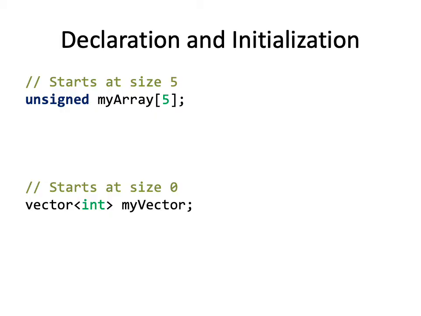How do we declare or initialize, and ultimately, how do we use a vector? Let's compare with an array to see how that's done. If we want to declare an array of 5 unsigned integers, we can do it using that line of code at the top. Unsigned is the type, myArray is the variable name, and bracket 5 end bracket says that we want an array of 5 of them. If we want to declare a vector, we use the line below, vector bracket int bracket myVector. Now that's not going to say that there are 5 elements. It's just going to start off at size 0. We'll add stuff to it later.